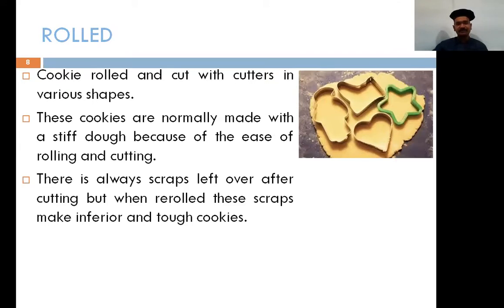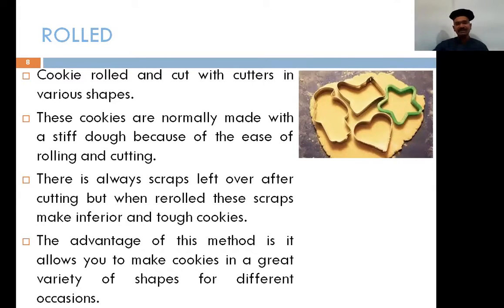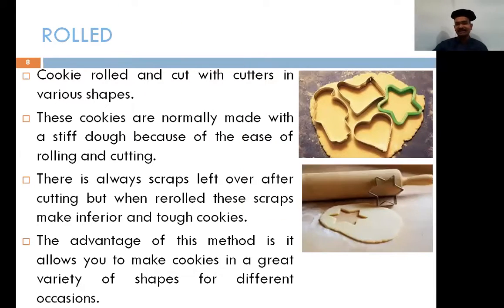So you have to make it a point that in the first rolling your yield is maximum, so that the second lot is inferior. The advantage of this method is it allows you to make the cookie in greater shapes, sizes and variety. So that is the advantage of a rolled cookie. The classical example is ginger biscuits, which are normally made during the Christmas season.